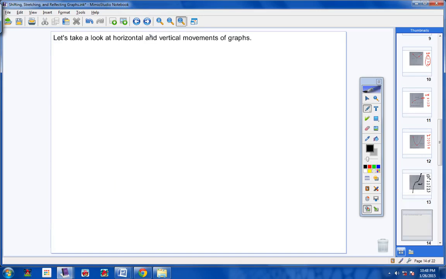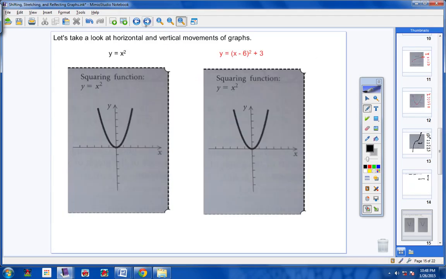So, here we go. Let's take a look at horizontal and vertical movements. That means moving the graphs from left to right and moving the graphs upward and downward, okay? Horizontal and vertical movements. Now, let's start off with this right here. You can take notes however you want to. If I go too fast, just pause the video, okay? Here's our quadratic function, okay? I told you to memorize this. There it is.